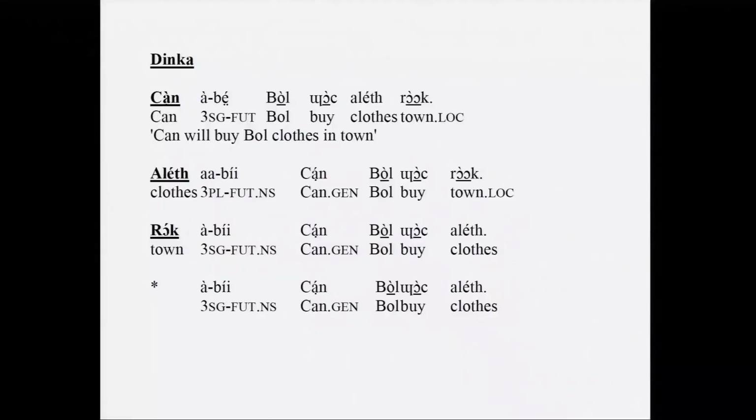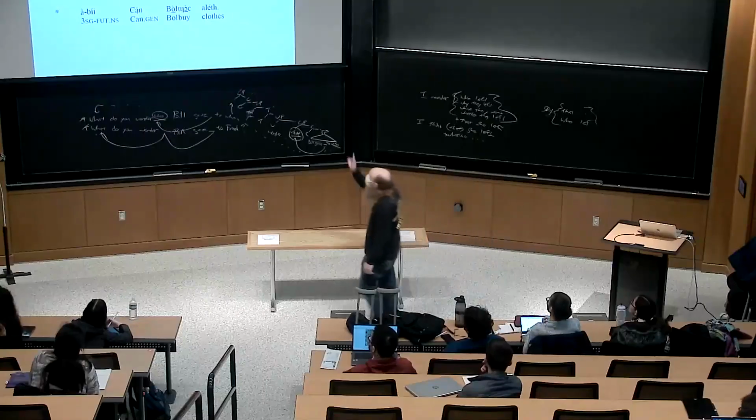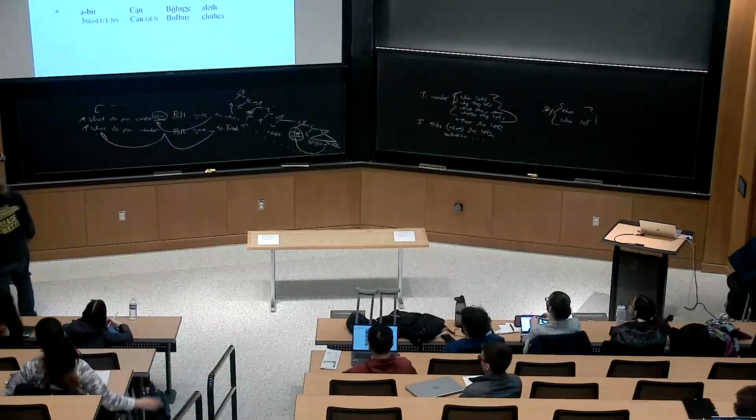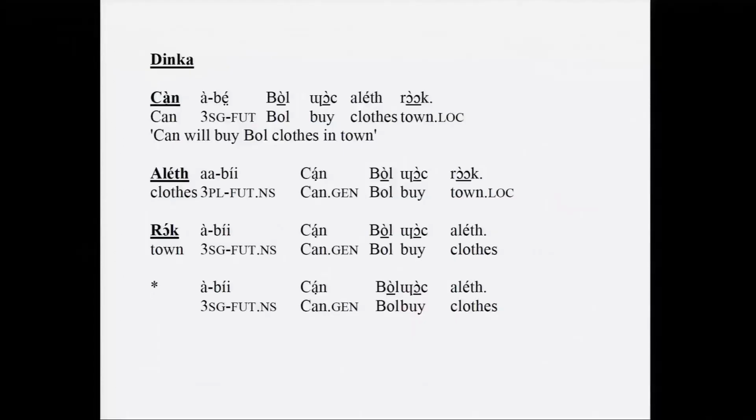Let me tell you some things about Dinka syntax. Dinka is a V2 language. You can see some examples here if you want to say things like, Chan will buy clothes in the town. There's a position at the beginning of the sentence that has to get filled by some phrase. It can be filled by Chan or by town or by clothes, right? You can pick any of these things and move them into the first position. That phrase is then followed by an auxiliary in all of these examples. If there isn't an auxiliary, then you get the verb in that position. And then you have the rest of the sentence.